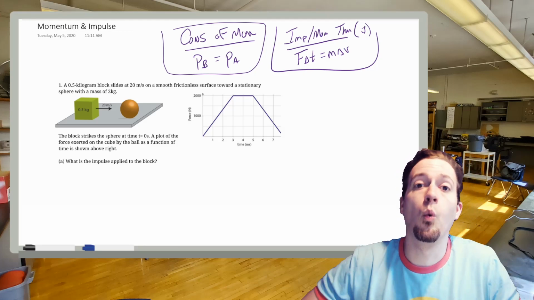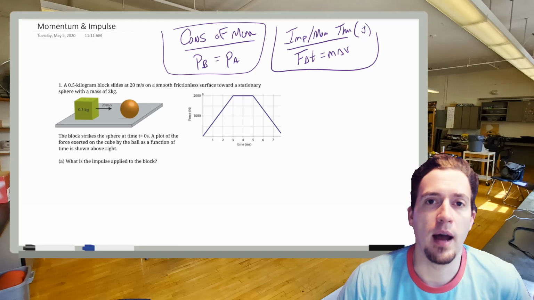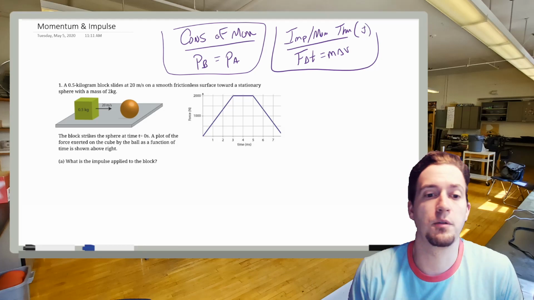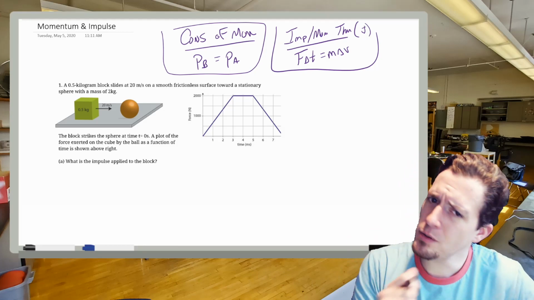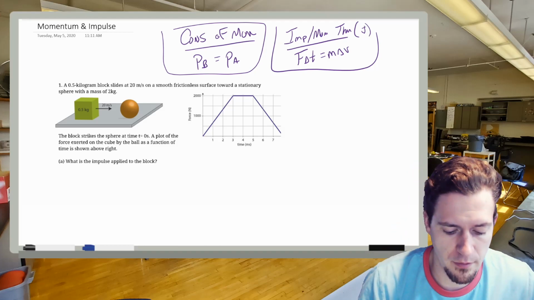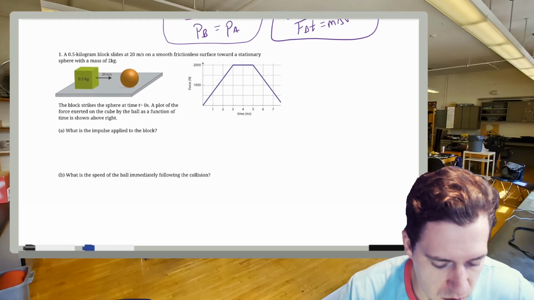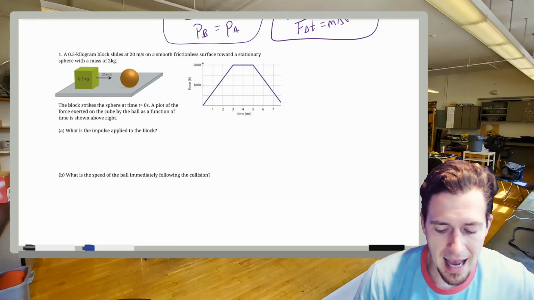So what I have here is one question worded two different ways, and let's try to figure out whether or not we can work through this with both of these methods. So let's look at this. Now this question might be a little familiar. A 0.5 kilogram block is moving 20 meters per second on a smooth frictionless surface towards a stationary sphere with 2 kilograms, and they give us a graph.